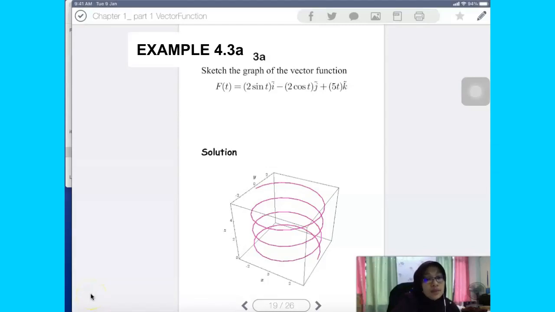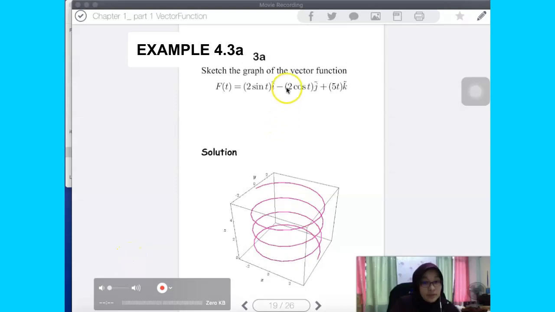Okay, so next we have another vector function. It looks similar to the previous one, but now we have added t here. Now z is just 5t. So for any t, the value of z is always fixed, meaning that your curve in space is always lying on z equal to 5.